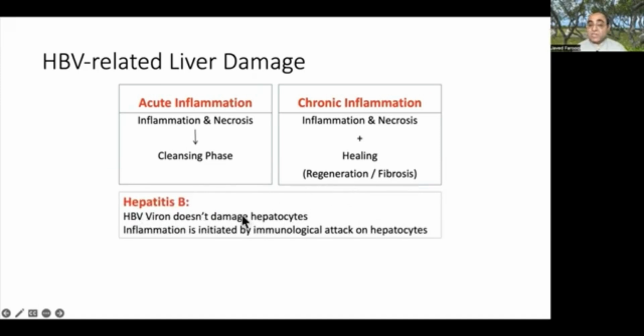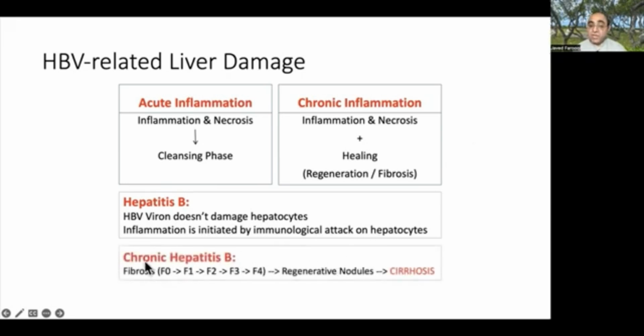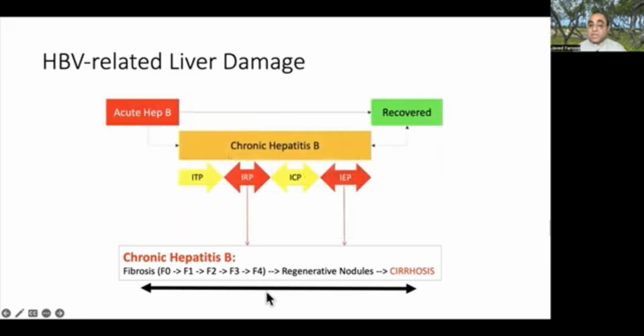So HBV virion does not damage hepatocytes. We all know this. This is the inflammation which is initiated by immunological attack on the hepatocytes which harbor the hepatitis B virion. So chronic hepatitis B is staged regarding the fibrosis. There is initially no fibrosis, then F1, F2, F3, F4, and when there is F4 fibrosis, the liver starts regenerating nodules, and then this is called cirrhosis. And again, if the fibrous deposition process is halted, then the fibrous content will reduce with the passage of time because of the normal cleansing mechanisms.